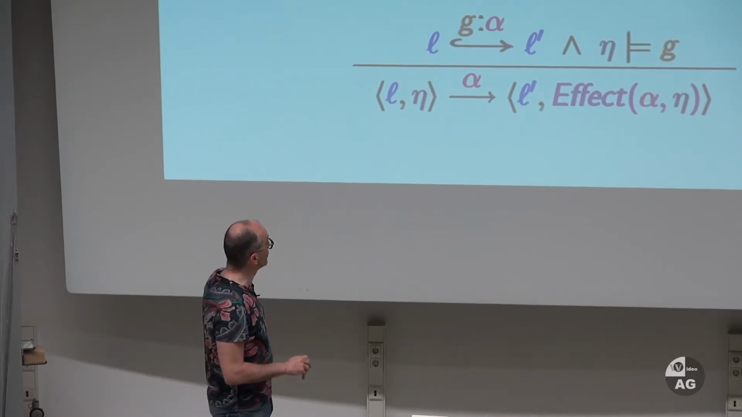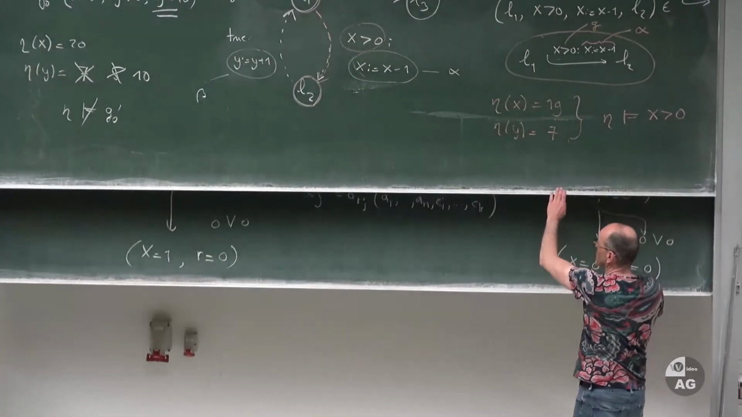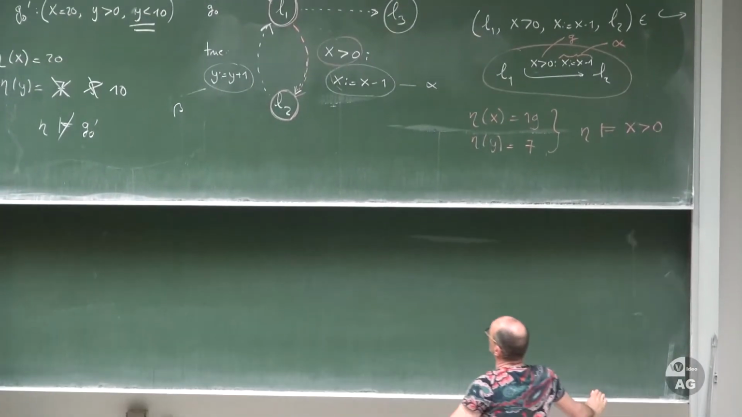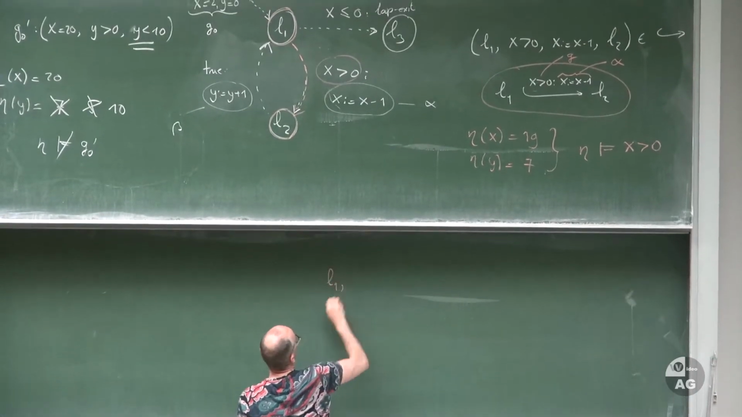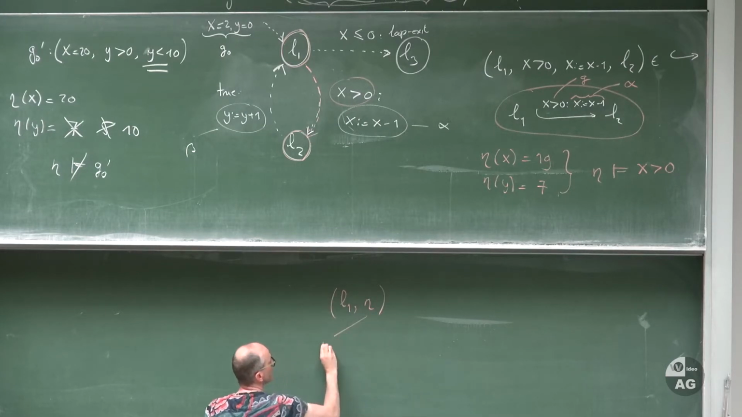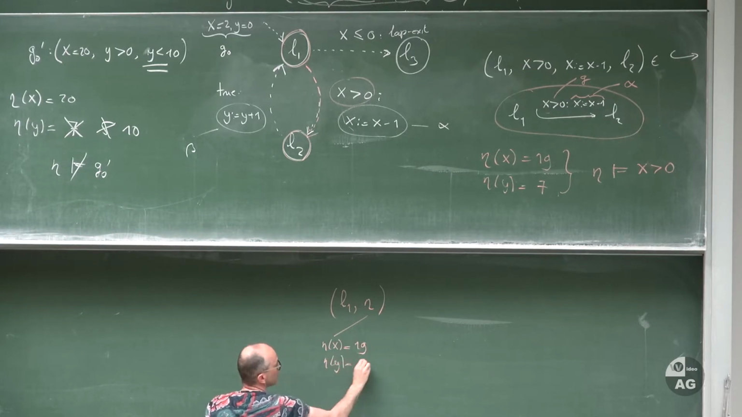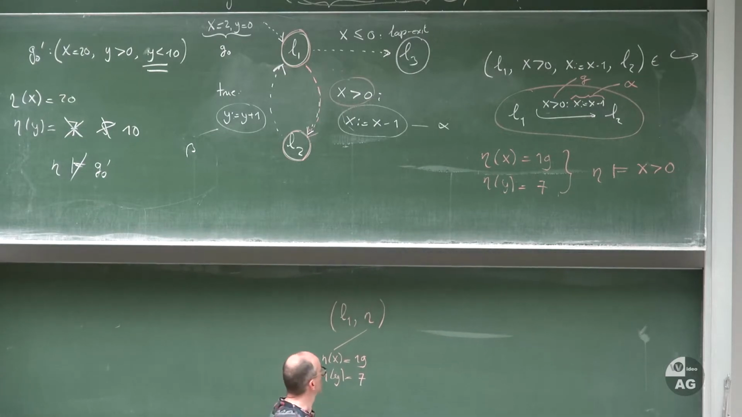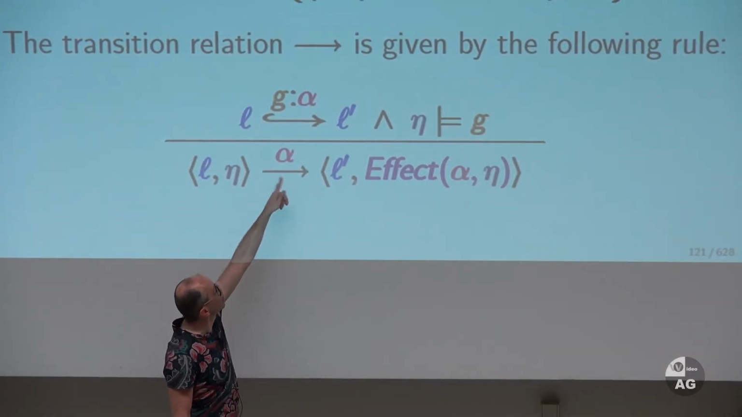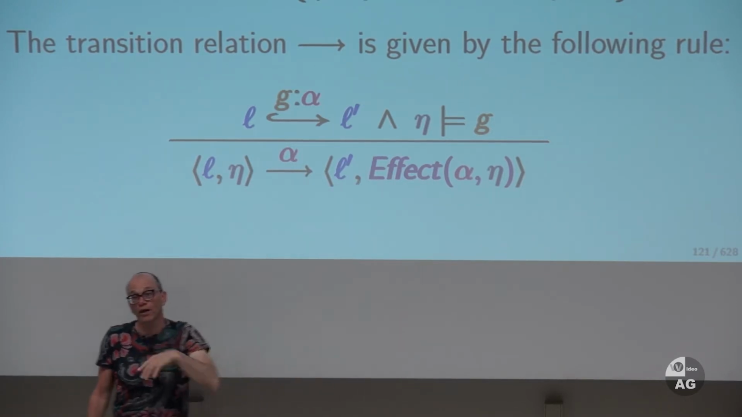What does this condition tell you? Now I'm going to have a state in my transition system. So now I'm going to look at my transition system. The transition system tells you, you are currently in a state L1. You currently have an evaluation eta, the evaluation that I told you there: eta of x is 19, eta of y is 7. Good. So this is what I have here. Now what this rule tells you, you have an edge. So in the transition system, you can move from this state to that state by doing alpha. Okay, so let's do alpha.